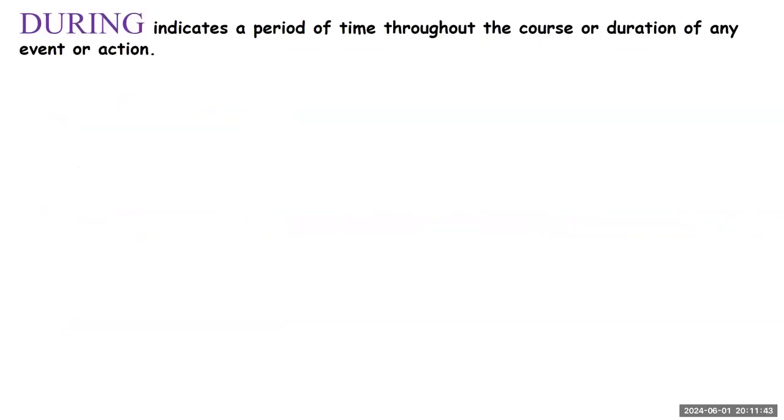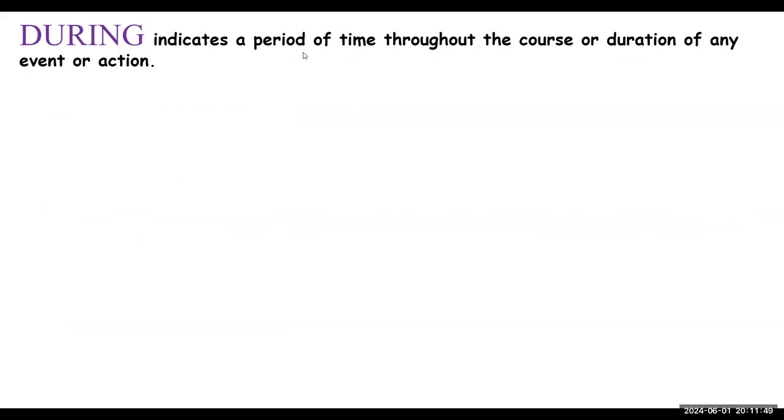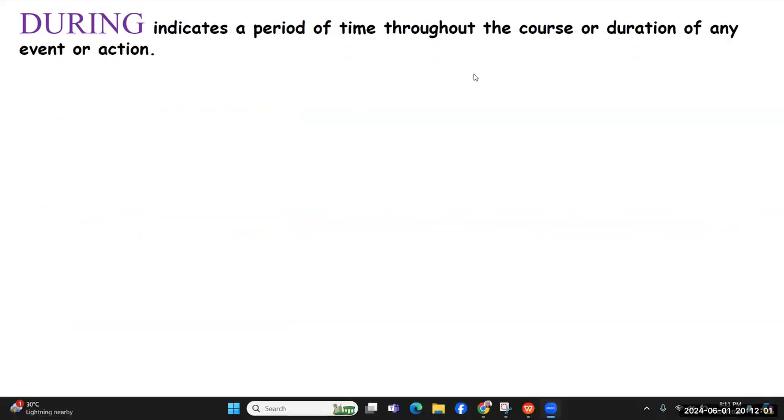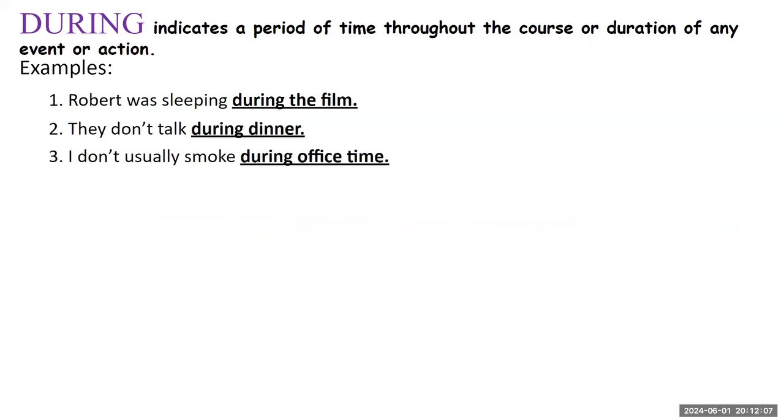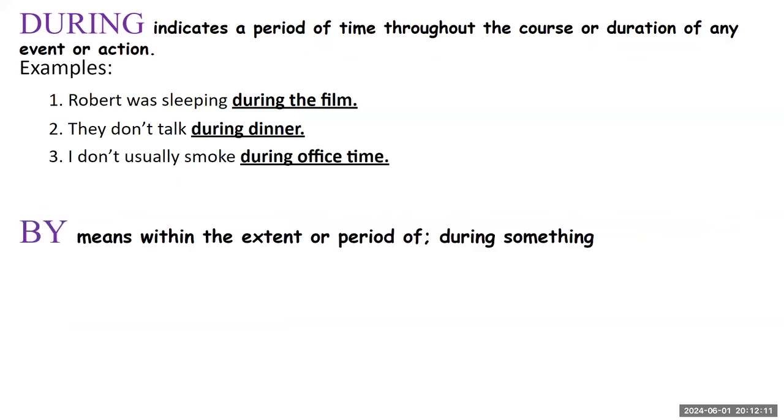During indicates a period of time throughout the course or duration of any event or action. Examples: Robert was sleeping during the film. They don't talk during dinner. I don't usually smoke during office time.